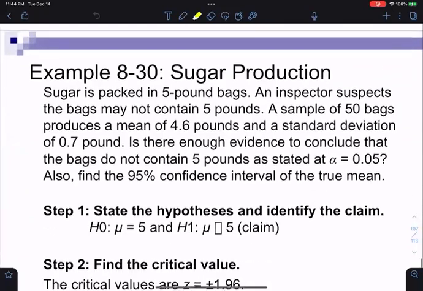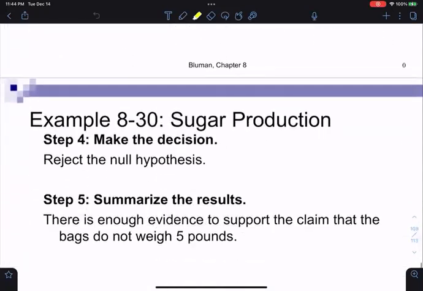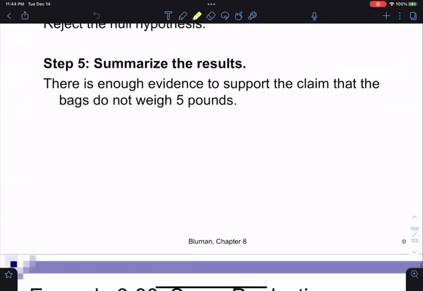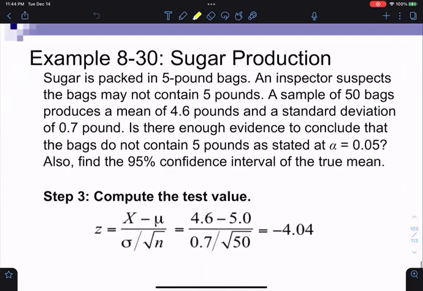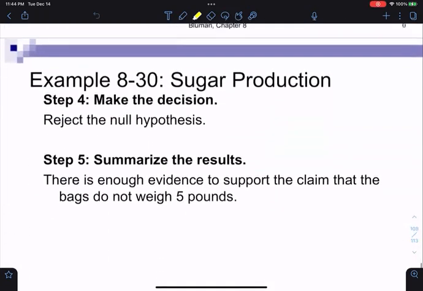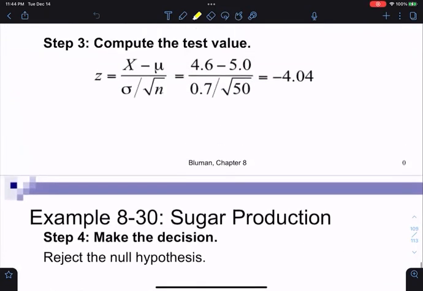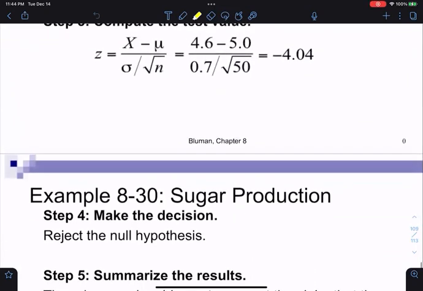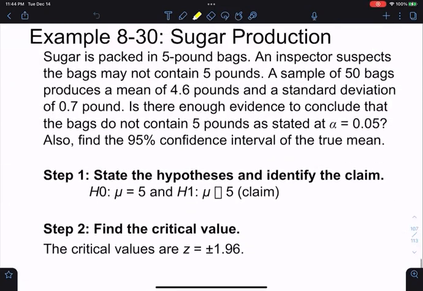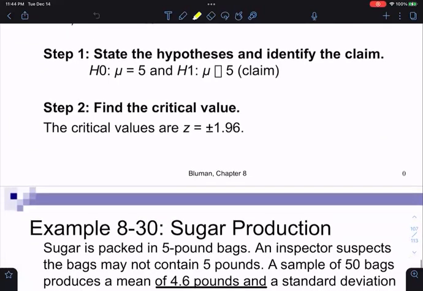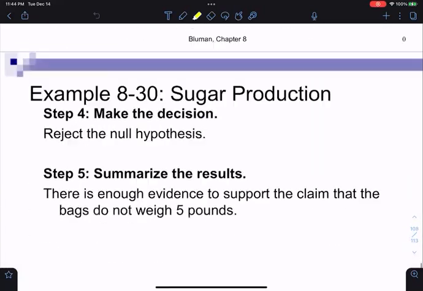Okay, let's finish this. They said reject the null. What is their null here? Yes, we reject the null, because you know that it's not 5 pounds. It's something else. Okay, good.